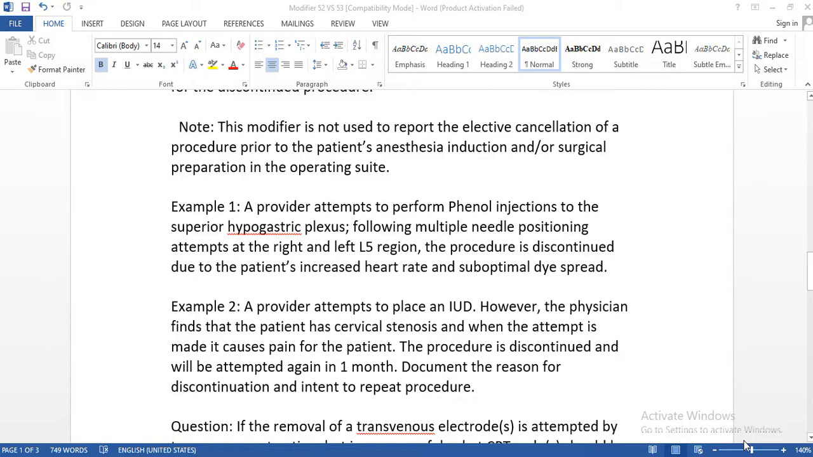This modifier is not used to report the elective cancellation of a procedure prior to the patient's anesthesia induction and or surgical preparation in the operating room. So basically, we will not use the 53 modifier if the cancellation of the procedure is elective. Elective means it is agreeable to the patient as well as the physician. So if it is an elective cancellation, we can't use the 53 modifier.